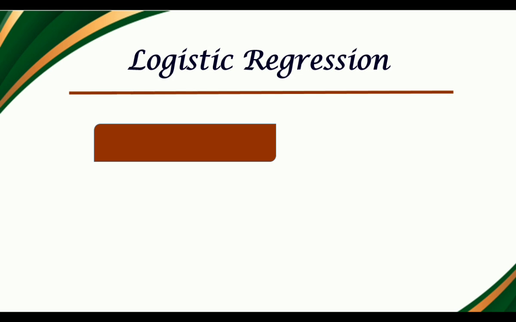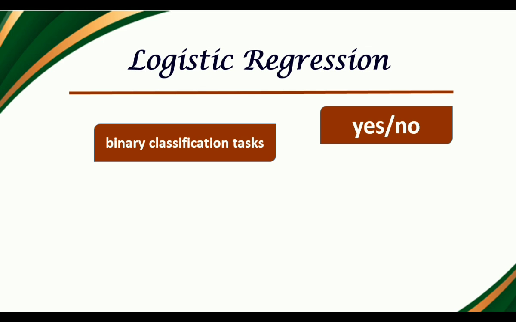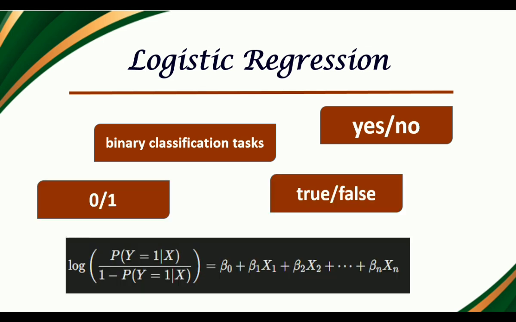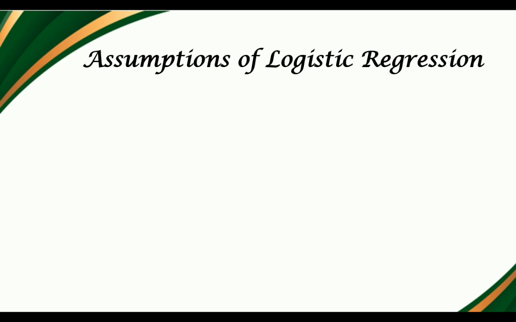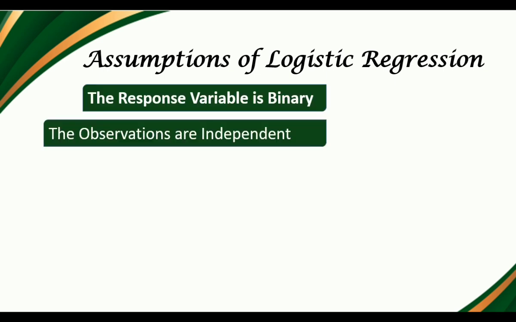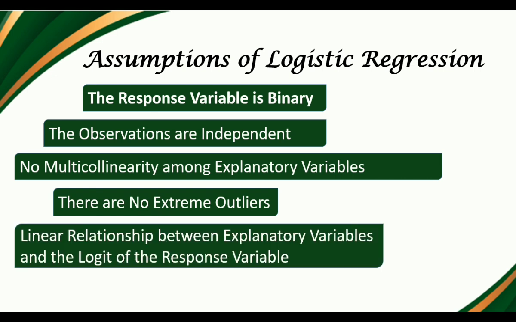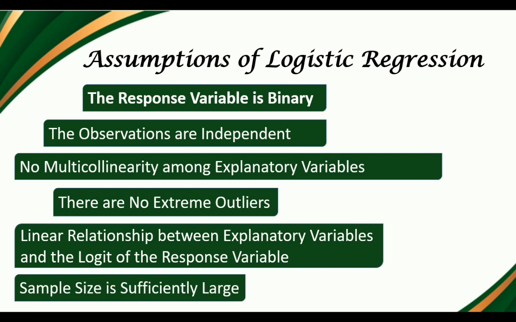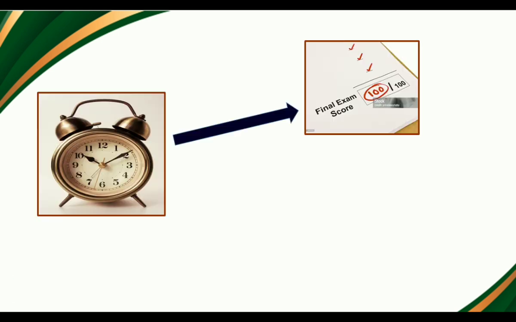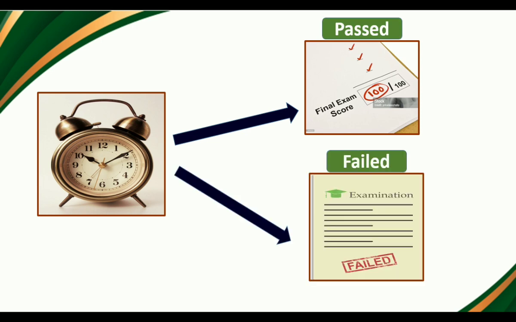Logistic regression is used for binary classification tasks with two outcomes, like yes or no. This is the equation. Assumptions of logistic regression: the response variable is binary. The observations are independent. There is no multicollinearity among explanatory variables. There are no extreme outliers. There is a linear relationship between explanatory variables and the logit of the response variable, and the sample size is sufficiently large. This is an example, the passing and failing of exams.